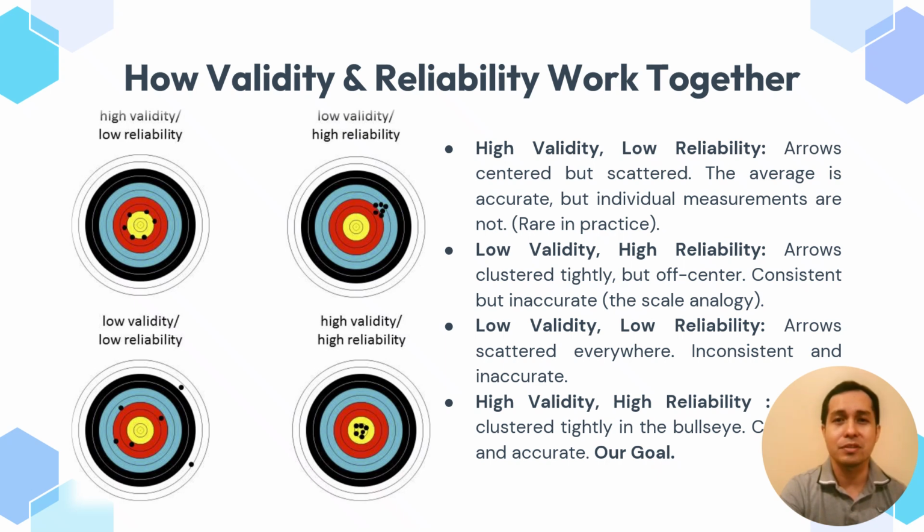The bottom left is our nightmare scenario: low validity and low reliability. The results are all over the place, inconsistent and inaccurate. And finally, our goal is high validity and high reliability. The results are consistently accurate. This is what we strive for in our instrumentation.